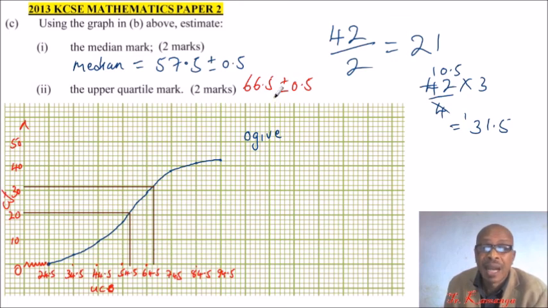So that is the upper quartile mark, and that is how you do that question for you to be able to get 10 marks. I hope you have followed. You can try other questions from your exercise books, from your textbook, or from other past papers, and I hope you have understood.